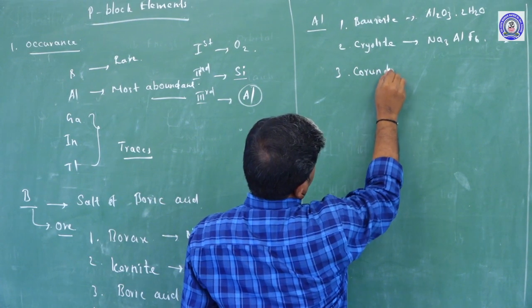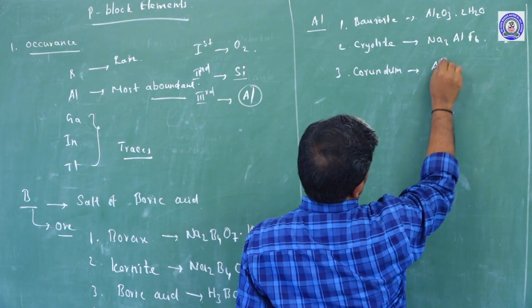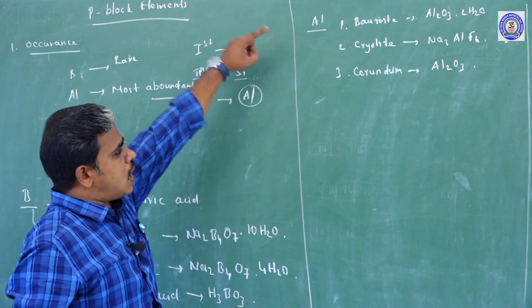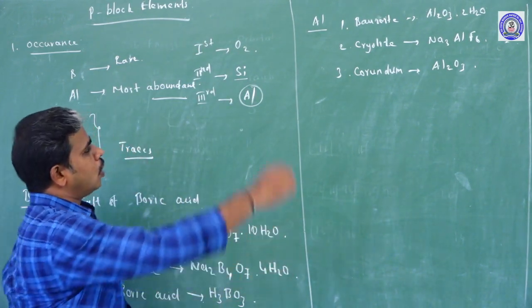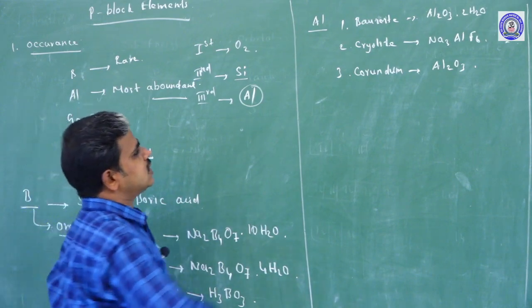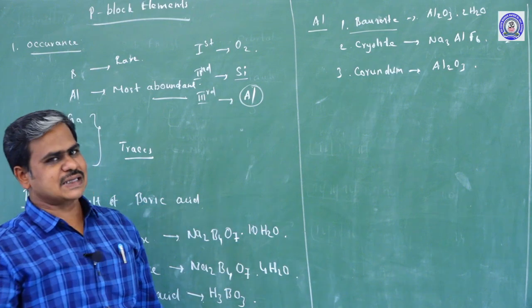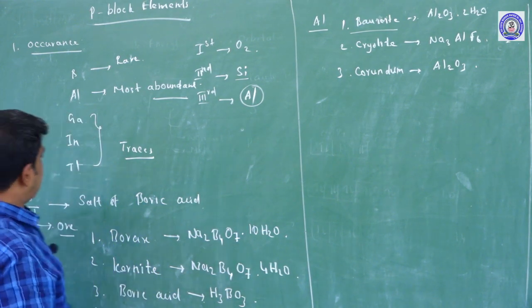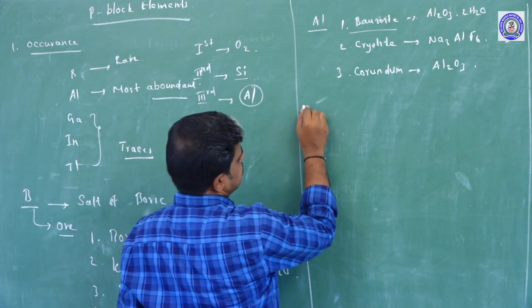What is that? Corundum is nothing but anhydrous bauxite, Al2O3 alone. So bauxite, cryolite and corundum are the ores of aluminum, and the chief and cheapest ore is bauxite. From that we extract aluminum, and you know that from 10th standard. Okay. Now we will take the variation of properties.